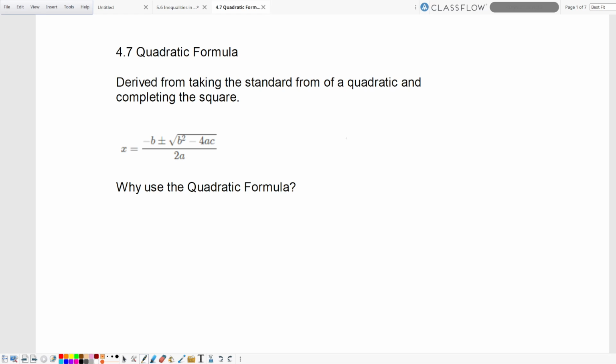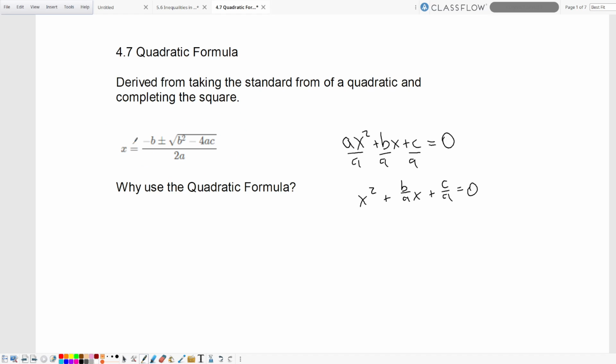So what someone did is they took ax squared plus bx plus c is equal to 0. They took this and they actually went ahead and did a completing the square of this standard form. So they divided everything by a, and they got x squared plus b over a times x plus c over a is equal to 0, and then they moved this to the other side and then completed the square. And when they did that, they ended up with this.